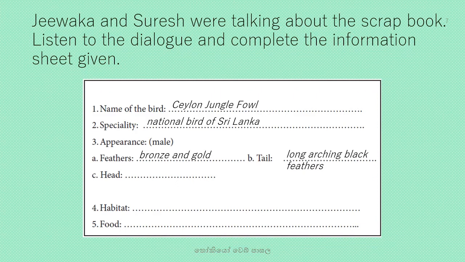Yes, it says they have long arcing black feathers. Okay, so what does this arcing mean? Arcing means in the shape of an arc. What is an arc? It is a curved shape. So this bird has a tail which is of black feathers which have a curved shape.